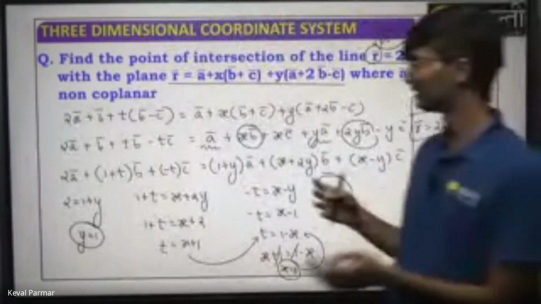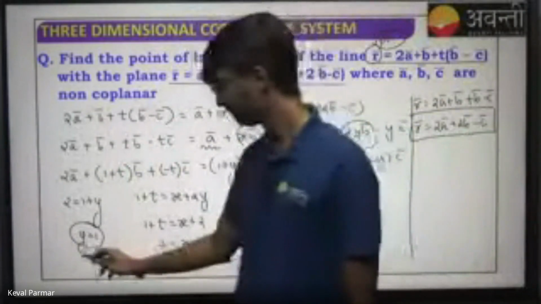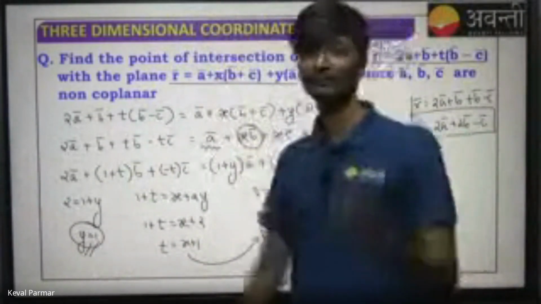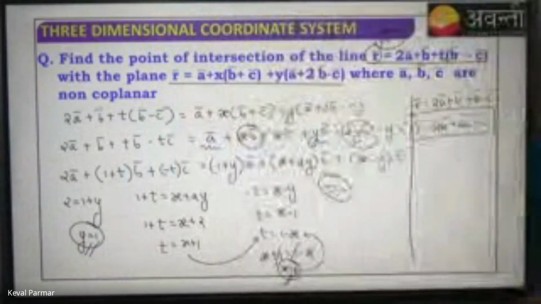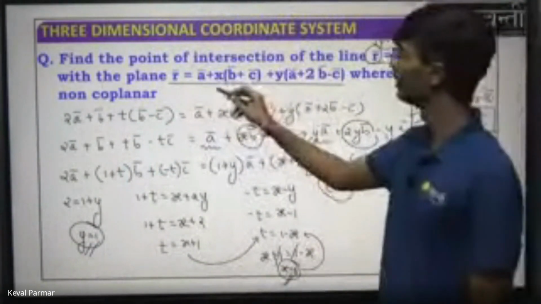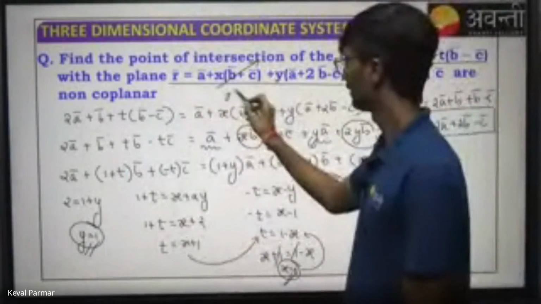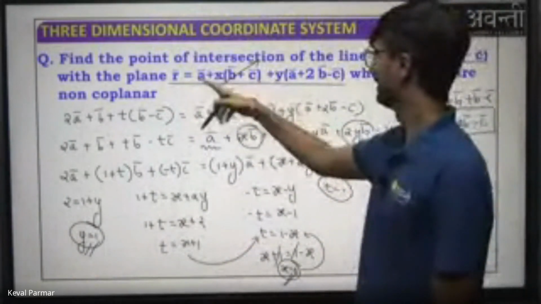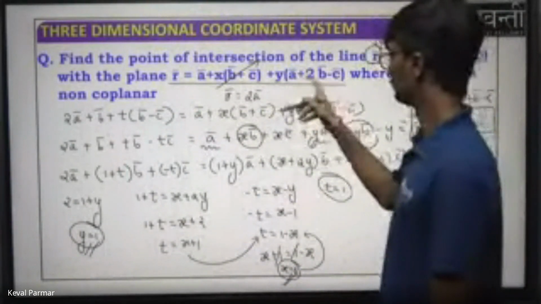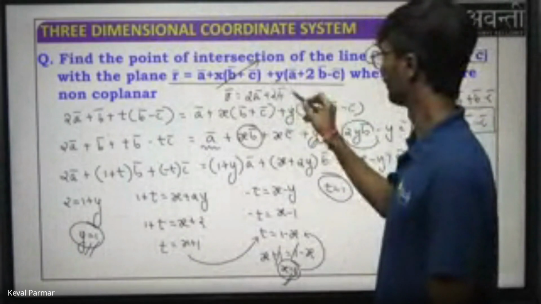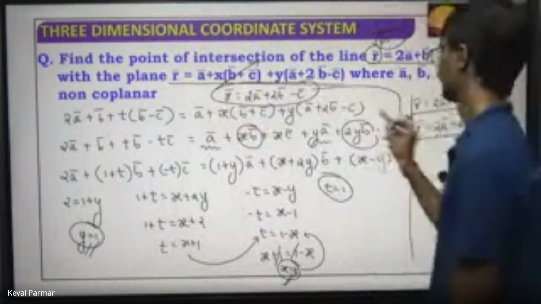Or else, rather, you can also substitute x and y here. If I substitute x and y here, I'll get the same thing. Let me check. If I substitute x equals 0 here, this will be gone. I substitute y equals 1. So I'll get r vector equals a plus 2a plus 2b minus c. Y is 1. See, we got the same thing.